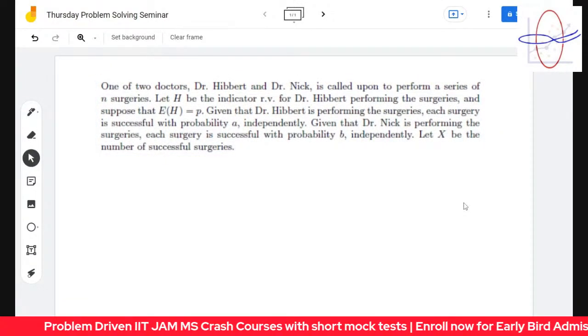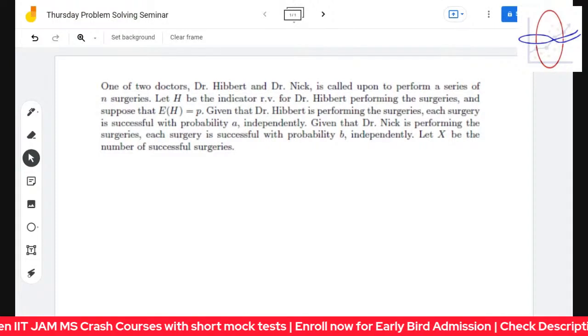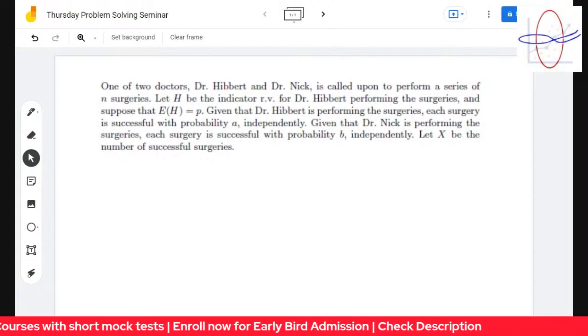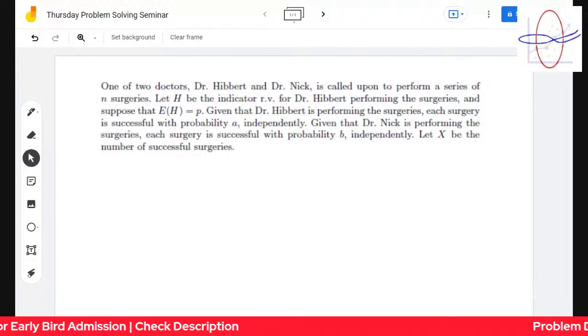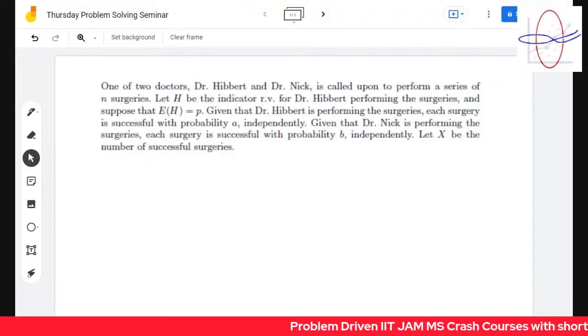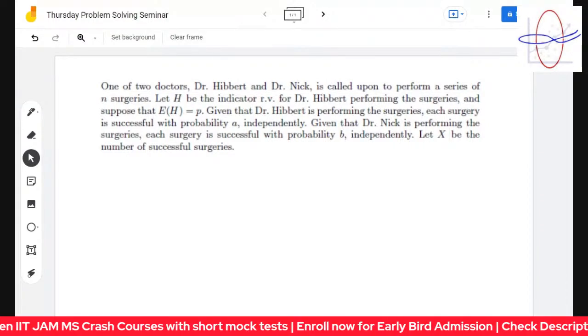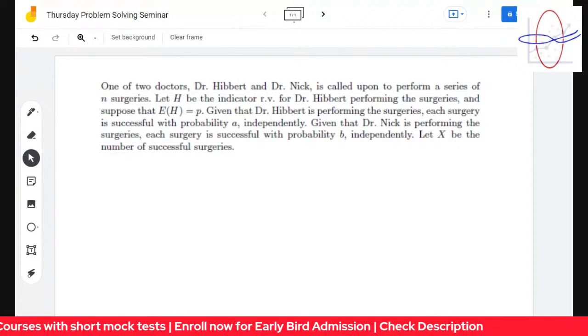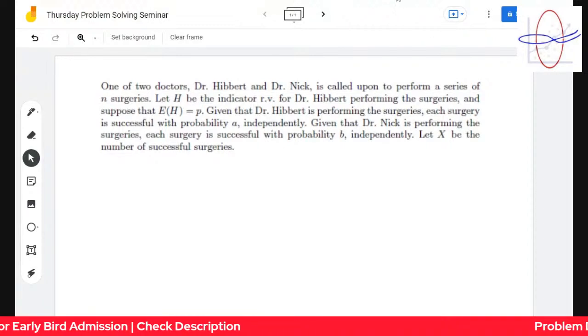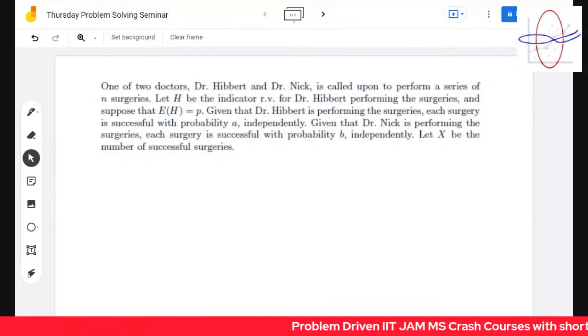There are two doctors, Dr. Hibbert and Dr. Nick, and they're called upon to perform a series of N surgeries. Okay. So why I'm making you do this kind of word problems is that I really want you to model this via probability and random variables. That will make your concepts really very deep. So that you can understand and model real life scenarios, the real life probabilistic issues that people usually face.